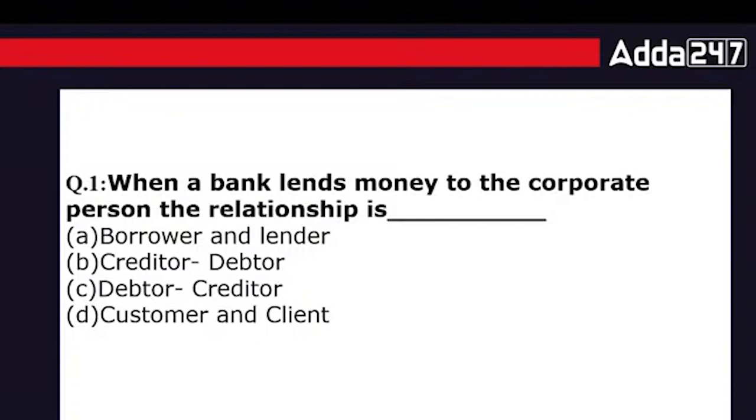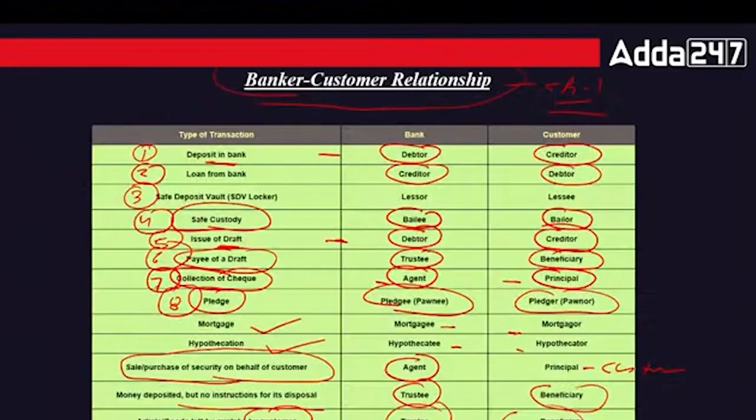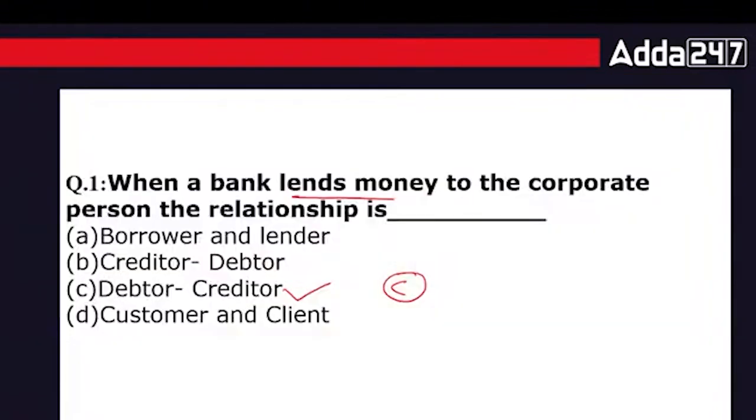See, when the bank is lending the money to any person, maybe a corporate or anyone, here the bank is lending the money. So in that case, you are the debtor. Now what kind of relationship will be there? The relationship will be the same, debtor and creditor. So C is the right answer, because the bank is lending you the money. Just check this slide. Debtor and creditor. The bank is giving money, so here the relationship is debtor and creditor.